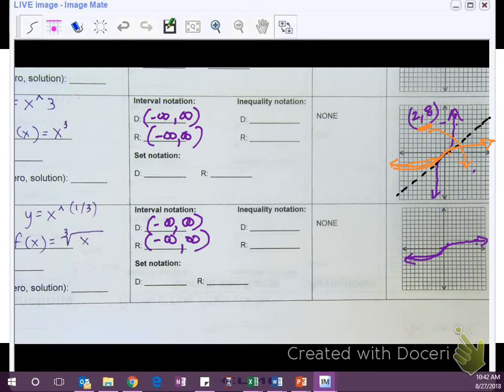So again, I'm going to leave the other two notations for you to fill in, because I do want you to get your Chromebooks and do your Desmos activity today. Anyone not finished with this?